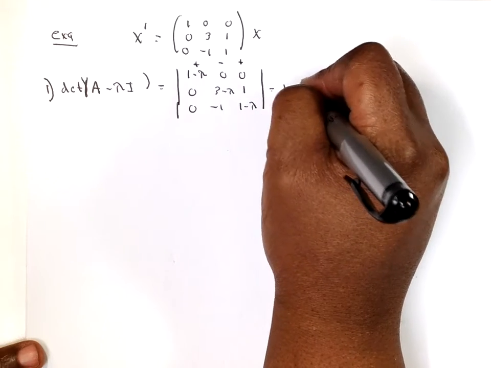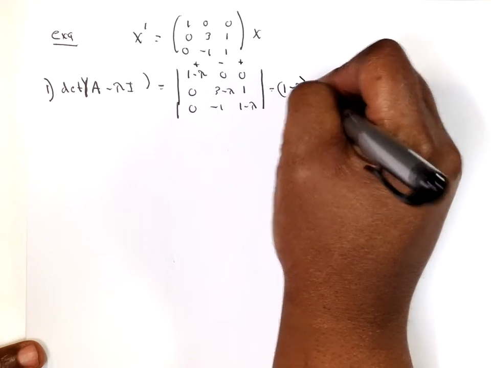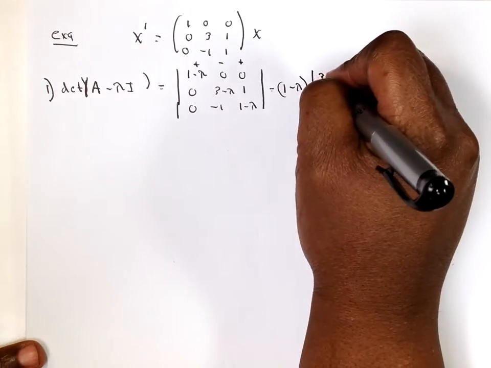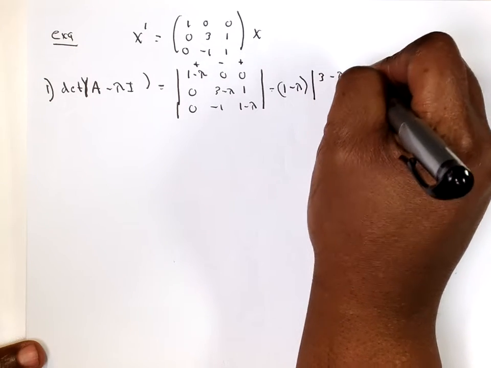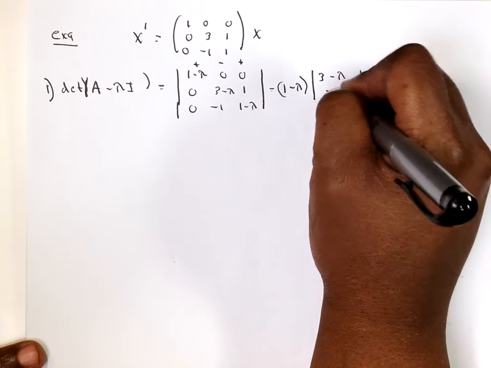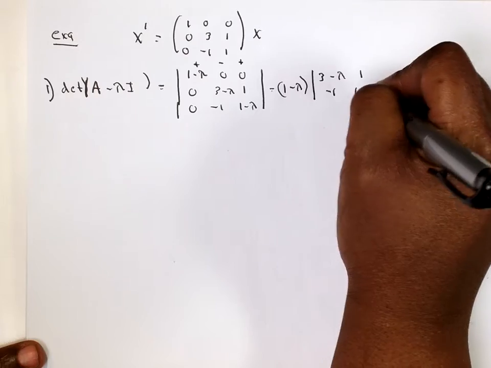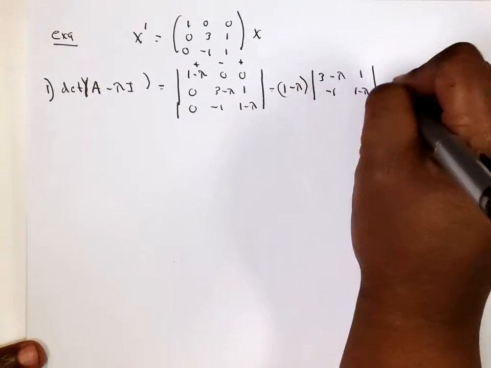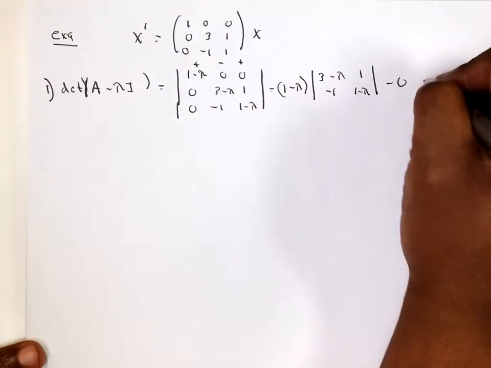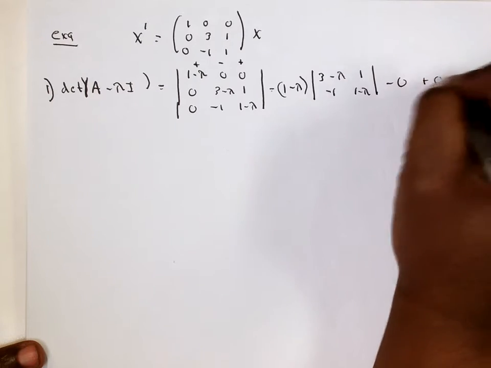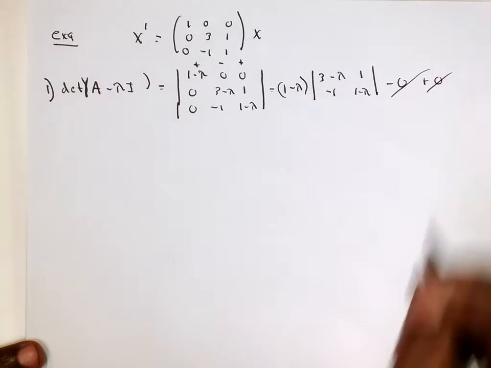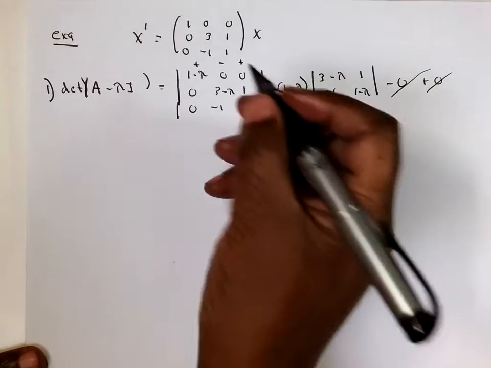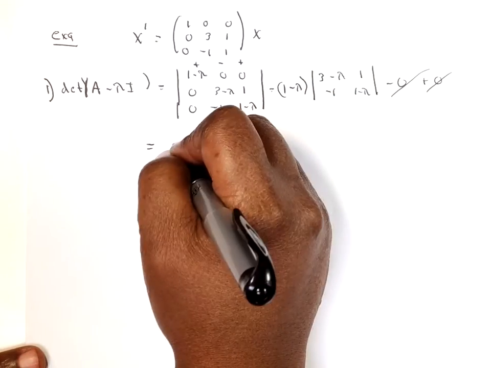So I get 1 minus lambda times the determinant of 3 minus lambda, 1, negative 1, 1 minus lambda. And then minus 0 times the next, and then plus 0 times the last one. So these are just going to give me 0, so I don't have to worry about them. So I'm just going to expand that out.